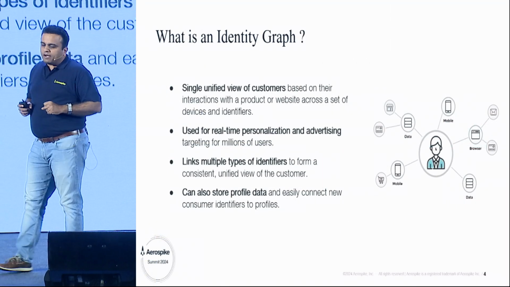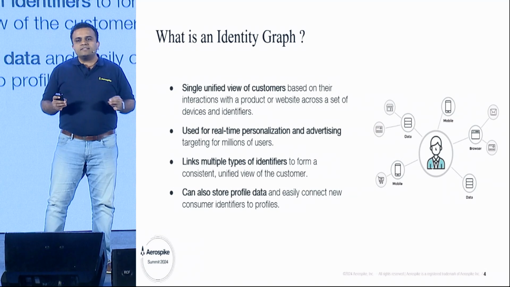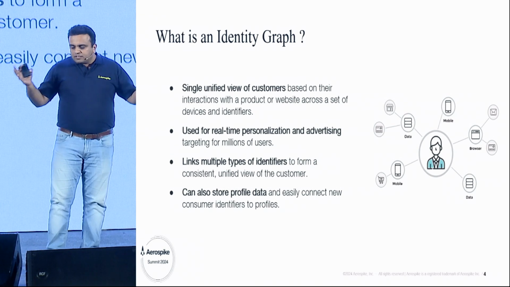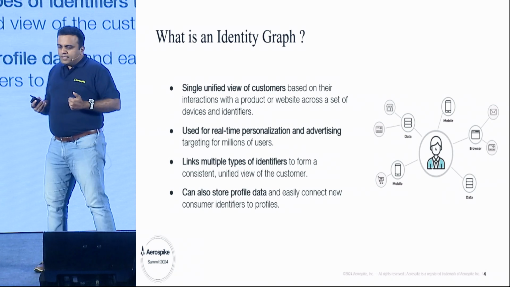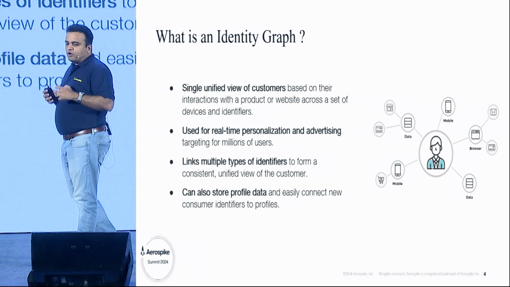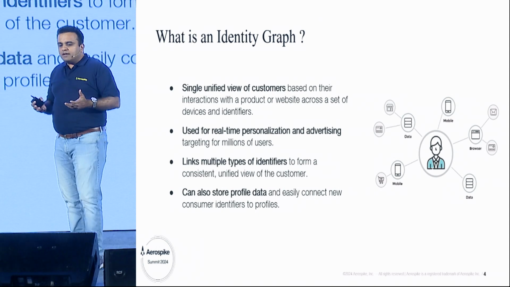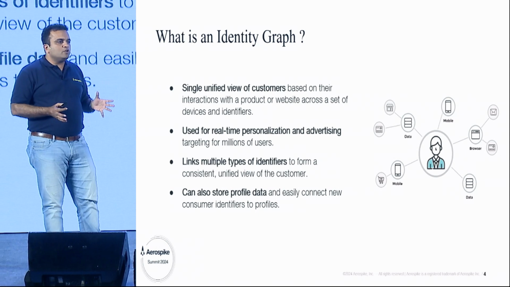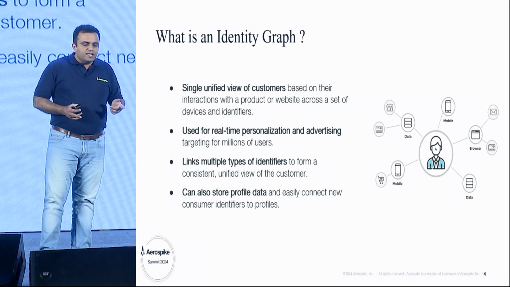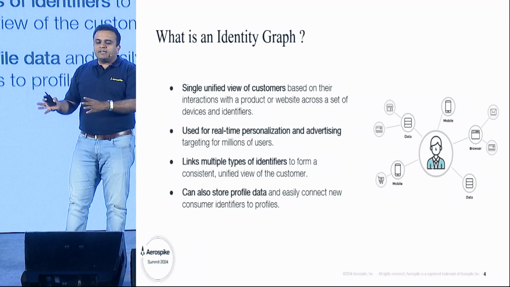So what is an identity graph? It's a single unified view of a customer based on their various interactions with various software systems that either you host or any other systems host, but you're able to get data about that. Over a period of time, you enrich your single unified view of the customer to get what is called an enriched or golden record of the customer. And then you use that for real-time personalization and advertising. You know your customer, or your prospect, or who is using your system, by using identity graphs, and then you use it for real-time personalization, advertising and targeting.